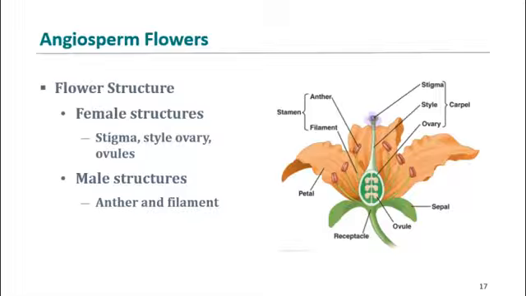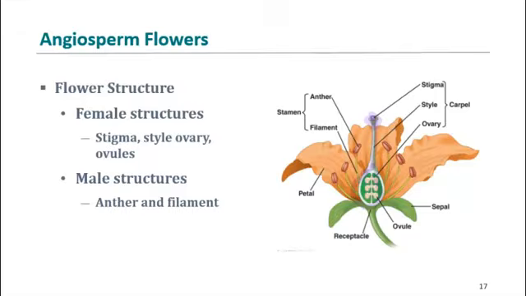And then the stigma is connected to the ovary through the style, which is the long tube, and then down at the base is the ovary there. So the ovary inside of it has what are called ovules, and the ovules are where the egg cells are found. So when the pollen lands on the stigma, it grows a pollen tube down through the style, and the sperm cell migrates down into the ovary and enters into the ovule where the egg cell is found, and it fertilizes the egg cell inside.